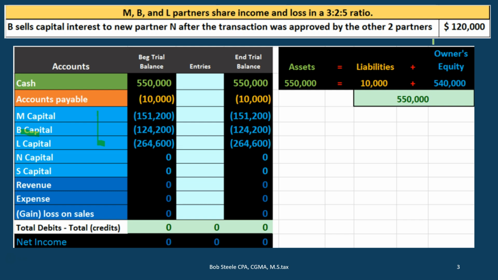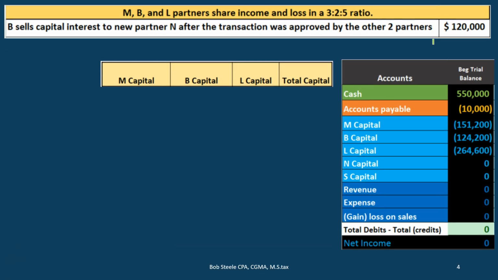However, the other two partners do have to agree to this. The other two partners are not forced to take on N as a new partner just because B wants to sell the partnership interest. The other two partners do have to agree to the terms, and if they do agree, then B and N can have this transaction and make it happen.